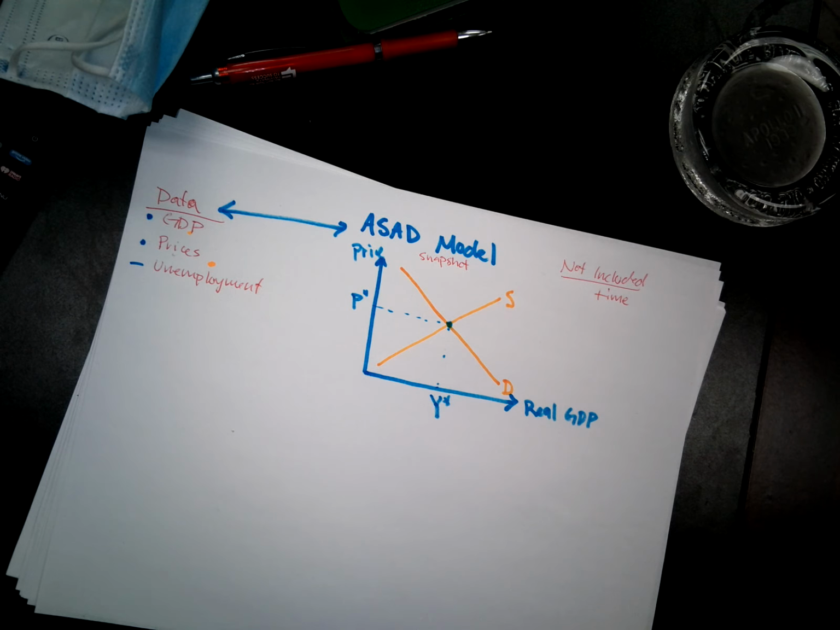Now, we might take a pause here and think, I just drew two lines. Why did I draw them this way? I just drew an upward sloping supply curve and a downward sloping demand curve. I could have drawn any line I wanted. Why did I pick that? Why did I pick those shapes?